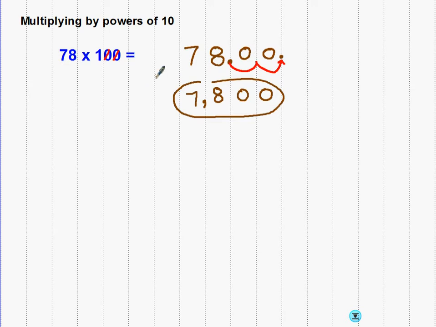And this works because a power of 10 number is based on the number 10. And by moving places, our place value system is based on the number 10. Okay, so that's where our relationship comes in.